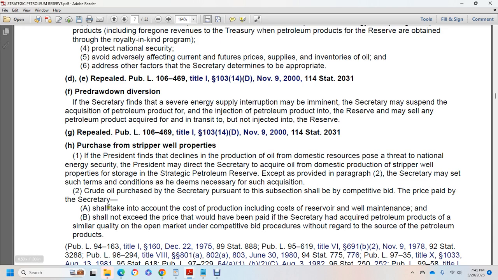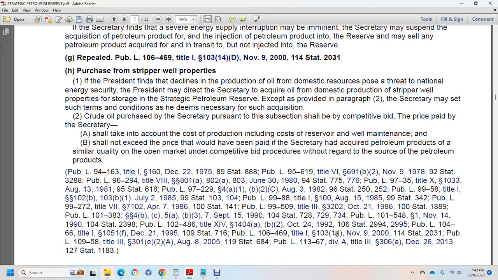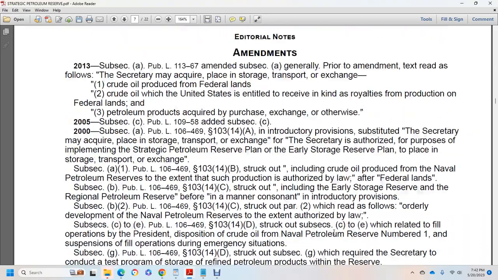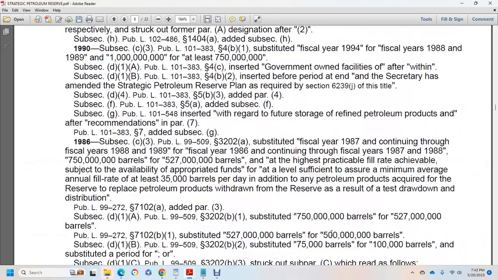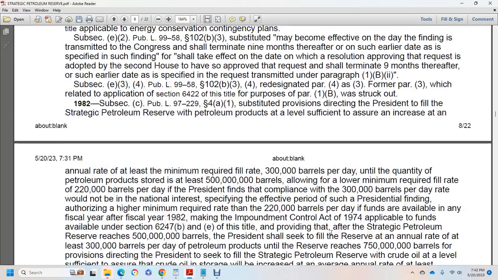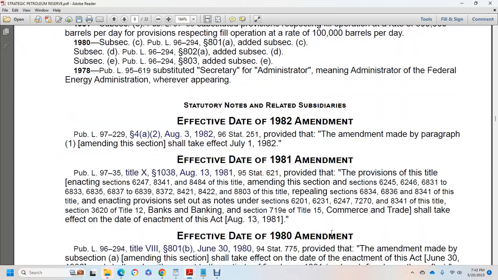The price paid by the Secretary: A. shall not take into account the cost of production, including the cost of reservoir and well maintenance, and B. shall not exceed the price that would have been paid if the Secretary had acquired petroleum products of a similar quantity on the open market, unless through competitive bid procedures without regard to the source of the petroleum products. Editorial amendments. Effective dates.